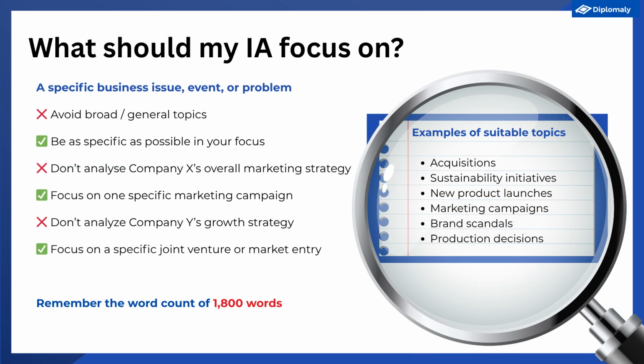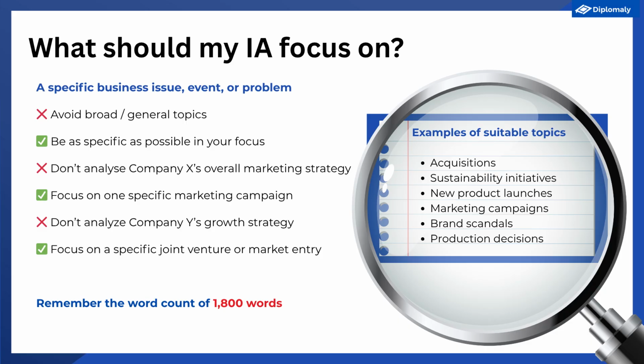So what does the IA need to focus on? The focus of your IA should be on a specific business issue, event, or problem. This should be as specific as you can, rather than focusing on the company generally. Some common business events we see students focus on include things like acquisition, sustainability initiatives, new product launches, marketing campaigns, brand scandals, and outsourcing and insourcing decisions.